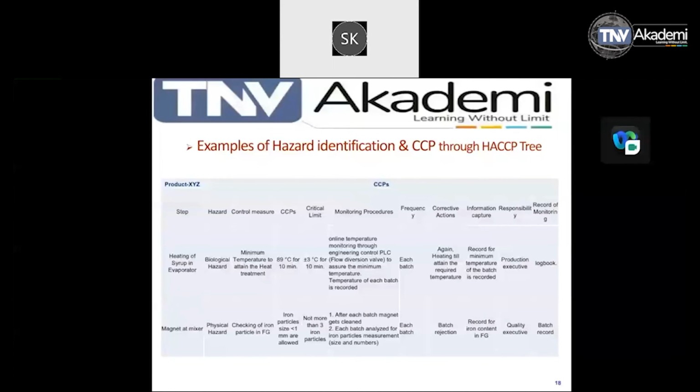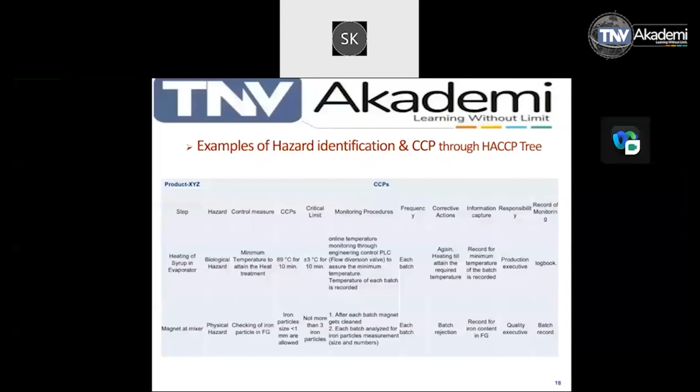If any deviation is observed, like if the temperature should be 86 to 92 and you achieve a temperature of 70 degrees, maybe there is a deviation. So there is a failure of your process, and your hazard cannot be controlled. Then you have to take a corrective action. If the temperature is achieved at 70 degrees but you have to achieve 89, there is a non-conformity when you're not attaining the 89. Then you have to take the corrective action.